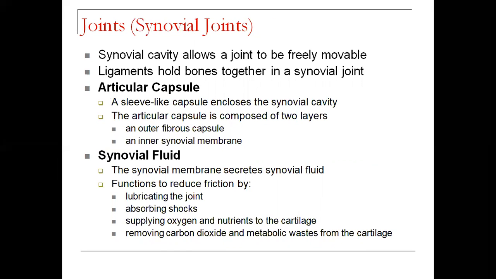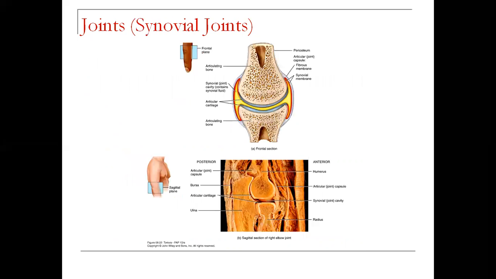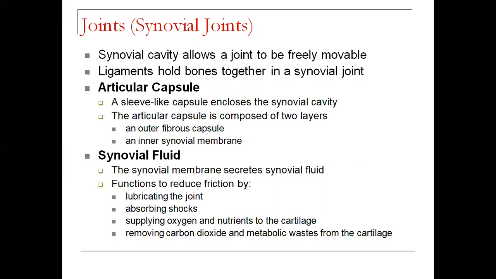Next is the synovial joints that allow a joint to move freely. The ligaments hold the bones together in a synovial joint. They have an articular capsule, which is a kind of covering. They contain synovial fluid, which is secreted by the synovial membrane. The function of synovial fluid is that it is there to help in lubricating the joint.